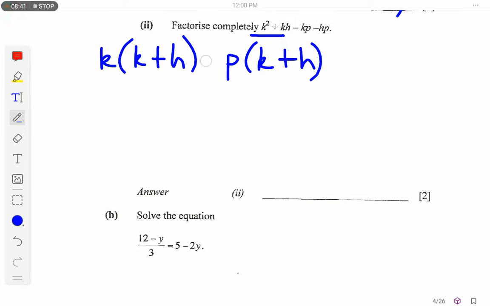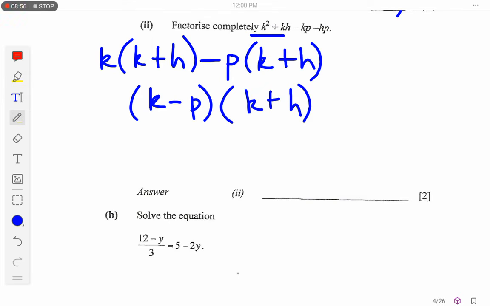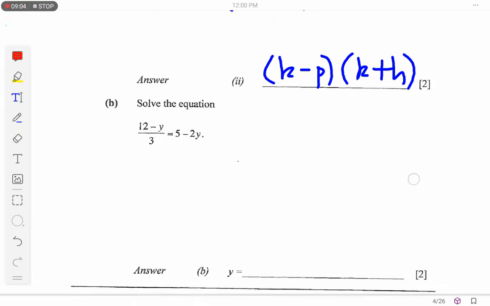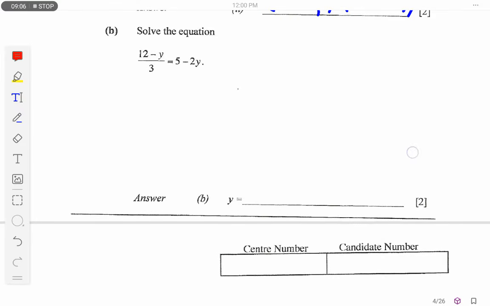So I'm going to take out minus p then. Now that I have common brackets there, I can write and say my factors are k minus p and k plus h. These are the factors. Then you write your answer k minus p, k plus h, like that. 2 marks. Let's move on to number B then.